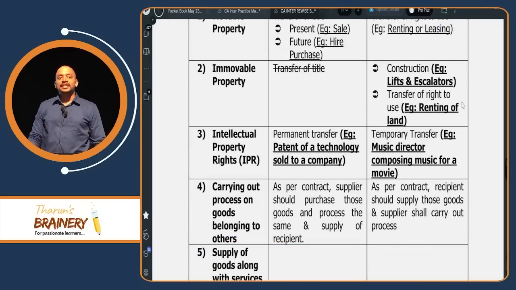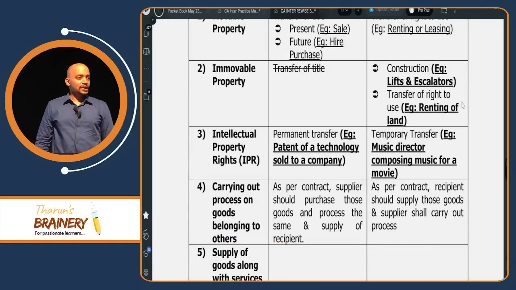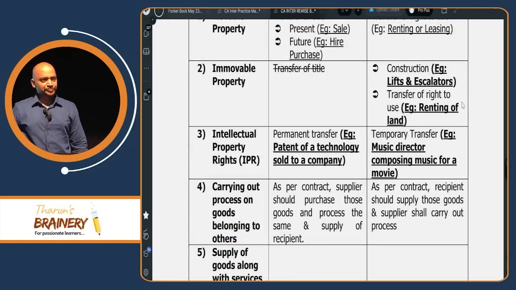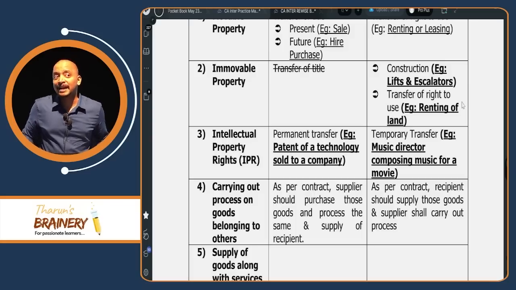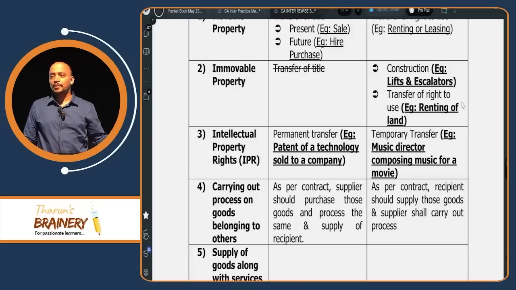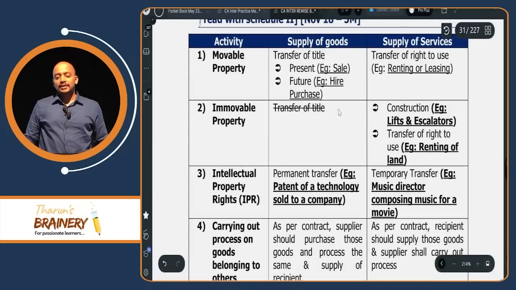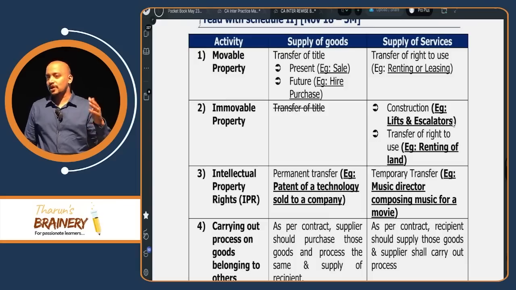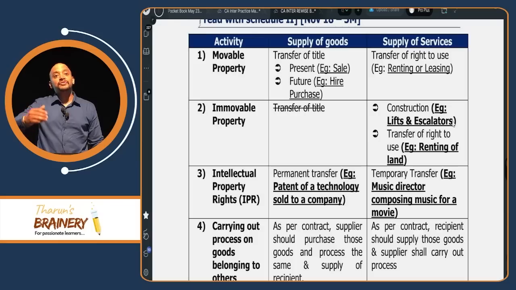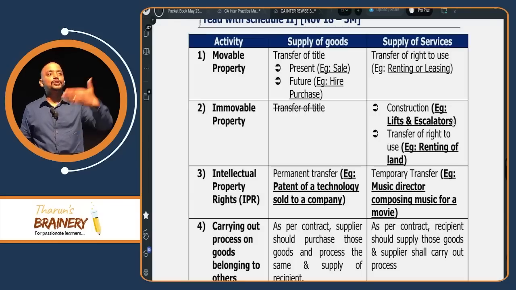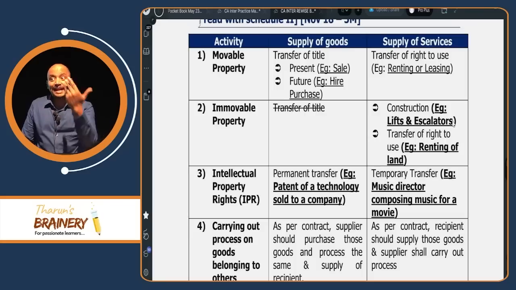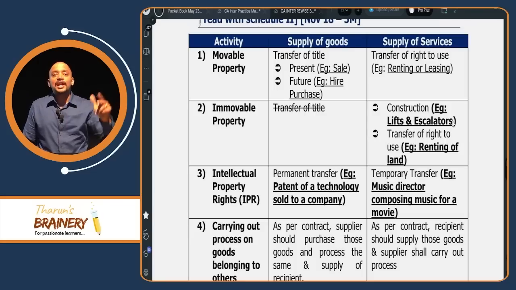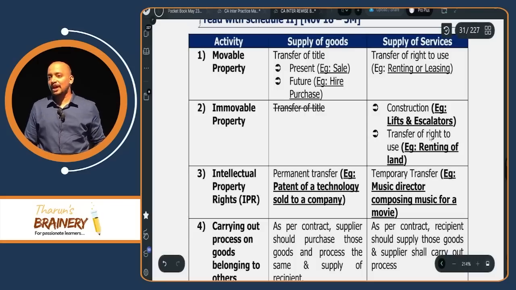Then immovable property, will it come under supply of goods? No. Why will it not come under supply of goods? Because goods means any kind of movable property. So, immovable property is not treated as goods. But it will come under supply of service. What is that? Bringing into existence an immovable property, that is construction, works contract, etc. And then transfer of right to use immovable property. I have an immovable property which I am giving to you on rent. So, I am not transferring the title to the immovable property, I am transferring the right to use immovable property, that is also supply of service.